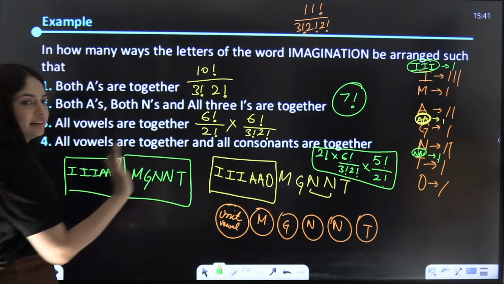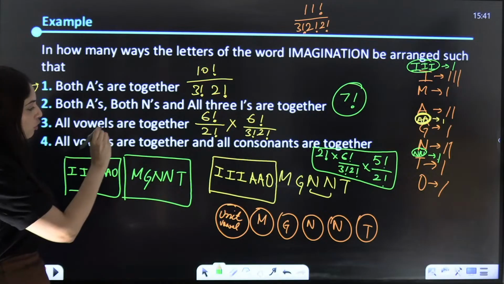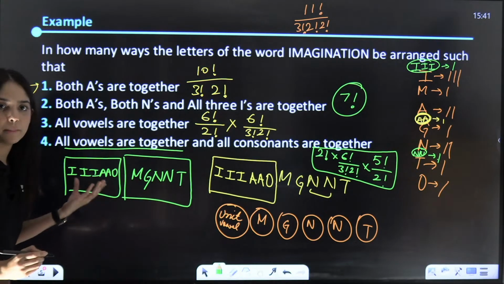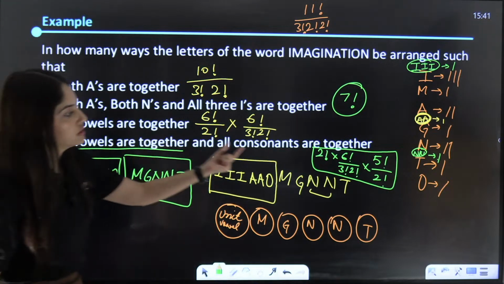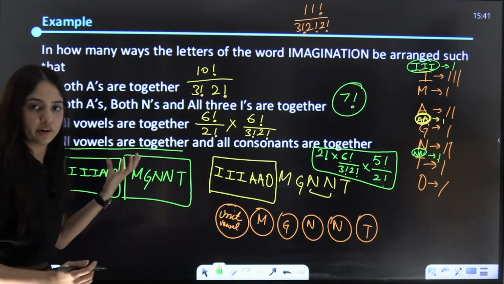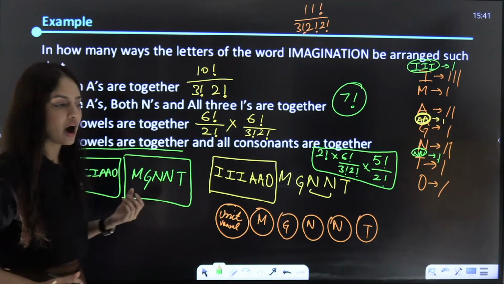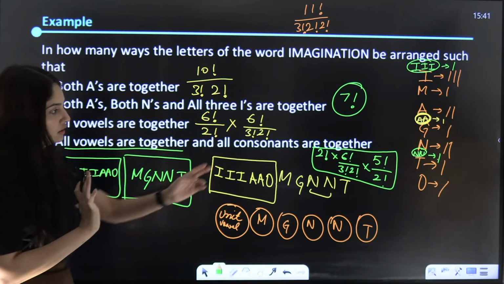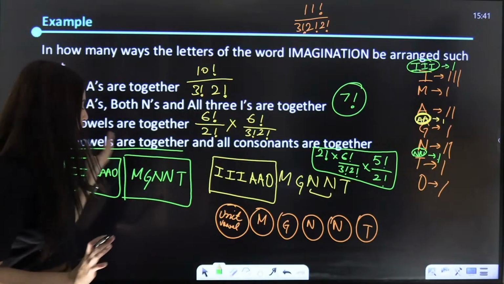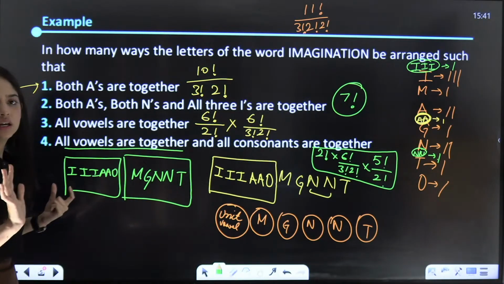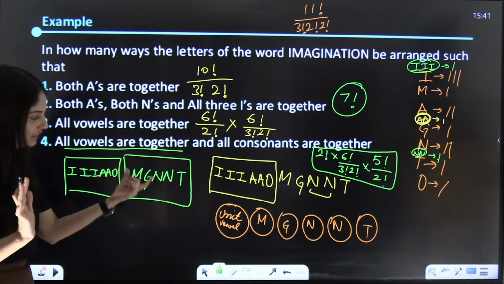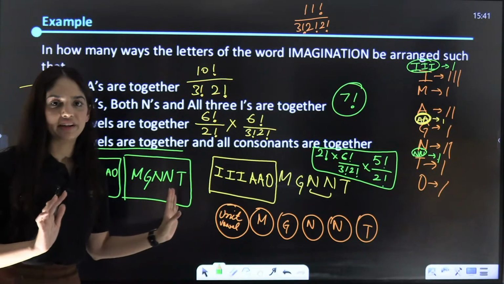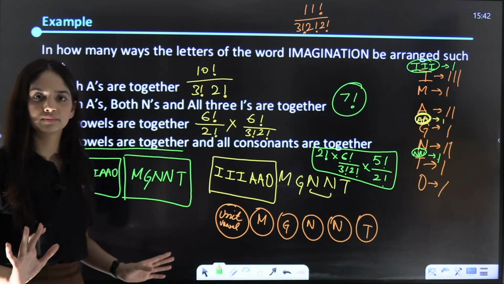So, just to repeat the last one, all vowels have to be together, which means there has to be a unit, a bundle of vowels. All consonants are together, there has to be a bundle or a unit of consonants. So, how many objects to arrange now? Only 2 units. So, 2 factorial. Now, within the first unit, we get 6 factorial by 3 factorial, 2 factorial, and here we get 5 factorial by 2 factorial. That is the number of arrangements within the second unit.